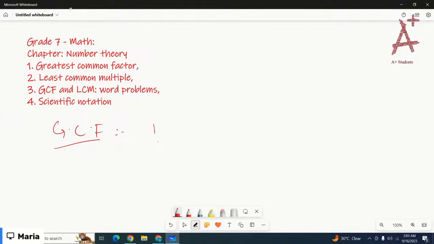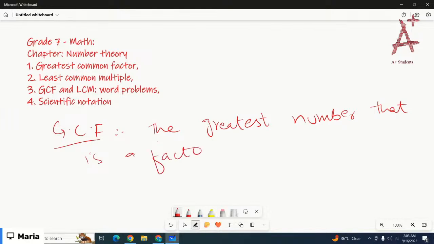The greatest number that is a factor of all your chosen numbers. Now another very important word here is factors, right? So what are factors? What do you know about factors?